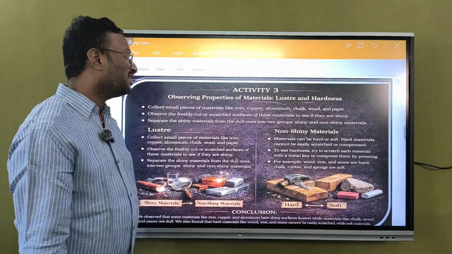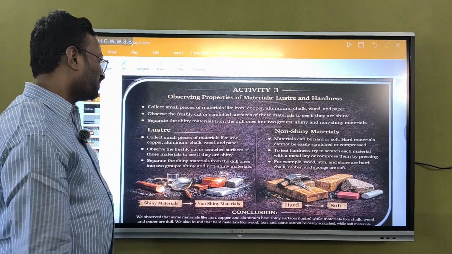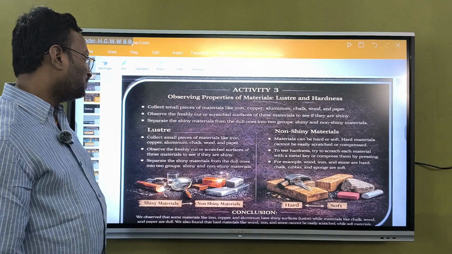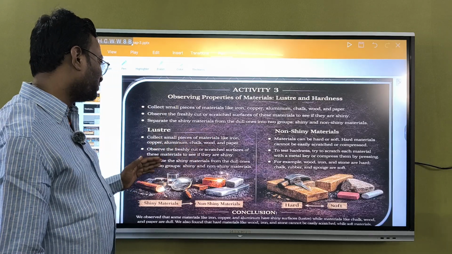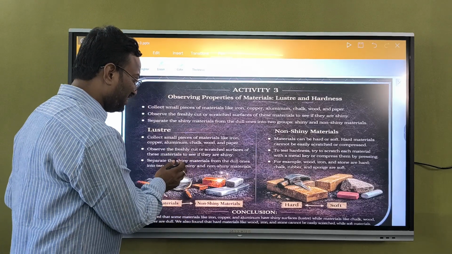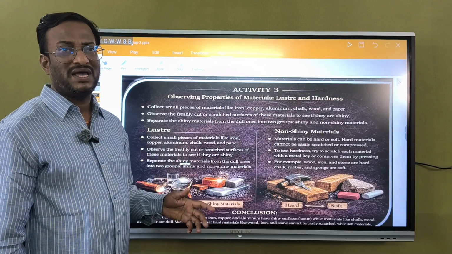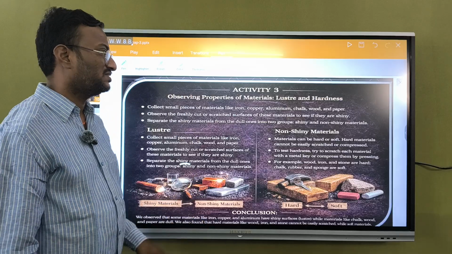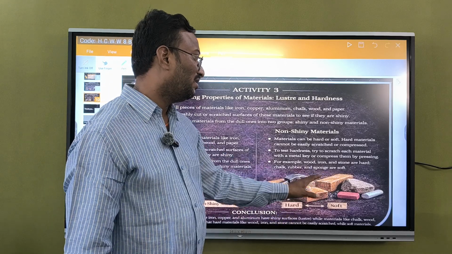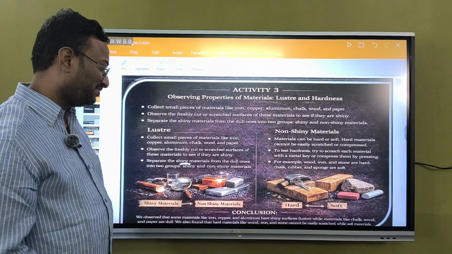And one more thing, observing the properties of materials: luster and hardness. See here, luster. Collect some pieces of material like iron, copper, aluminum, chalk, wood and paper. Observe freshly cut and scratched surfaces of these materials. Separate them. A few materials are shiny. Lustrous is nothing but shining. Generally metals are shiny, but wood, paper and rubber are not shiny, so they are called non-lustrous. Non-shiny materials include wood, stone, rubber, etc. So likewise we can differentiate them.